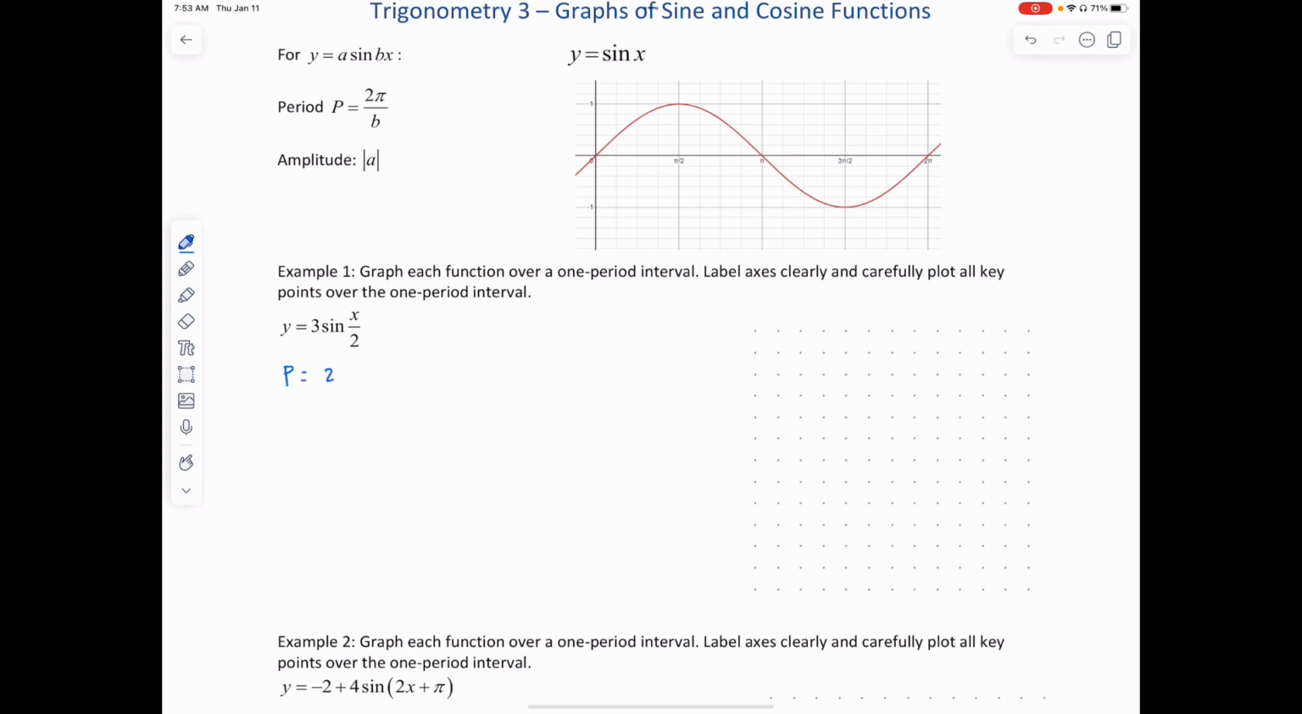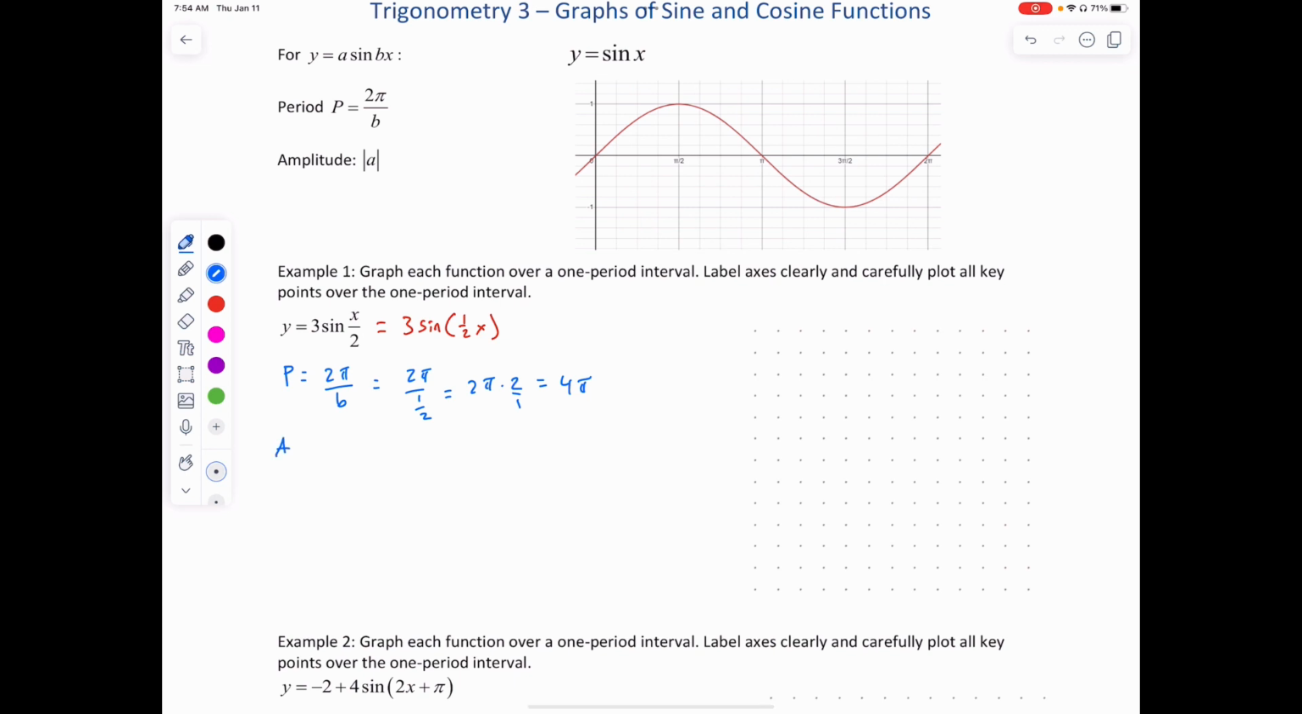I know normally the period is 2 pi, but I have to divide by the b value. What is the b value in this problem? Well, this can be rewritten as 3 sine of 1/2 x. So that 1/2 is going to be our b value. That's the thing we're multiplying x by. So this period is going to become 2 pi divided by 1/2, which is the same thing as 2 pi times 2 over 1, which is 4 pi. So we're going to repeat after 4 pi.